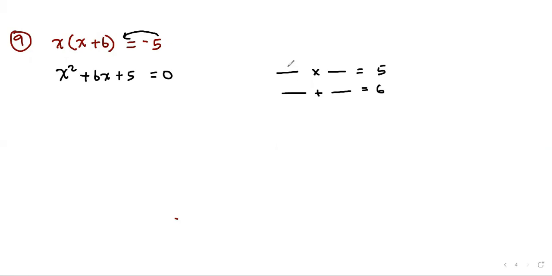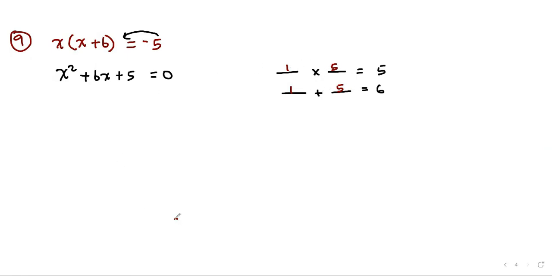Five and 1. Yes, very good. 1 and 5. That's good. So 1 and 5. 1 times 5, we get 5. And 1 plus 5, we get 6.